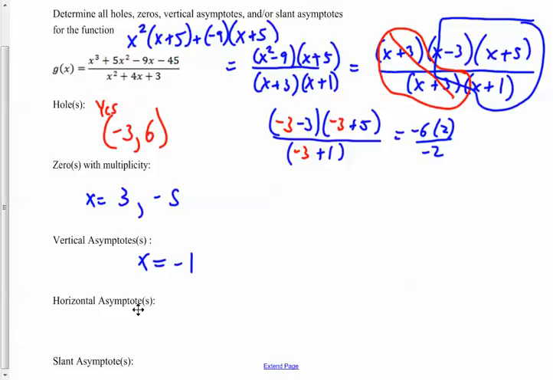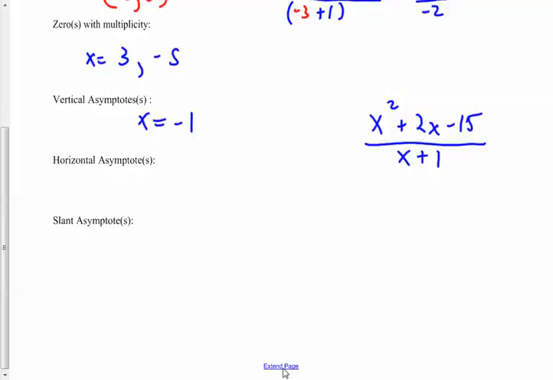And then to see the end behavior, whether I have a horizontal asymptote or a slant asymptote, again, it's helpful maybe to look at the degrees of the terms. I could use the original function, but since I've already removed this hole, it might be helpful just to look at the multiplied out remaining piece. So the numerator, I should have x squared plus 2x minus 15. The denominator, I have x plus 1. Since the degree of the numerator is 2 and the degree of the denominator is 1, the degree of the top is 1 more than the bottom. That tells me I do not have a horizontal asymptote, but I will have a slant asymptote.